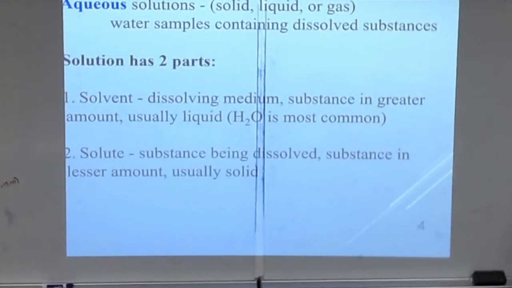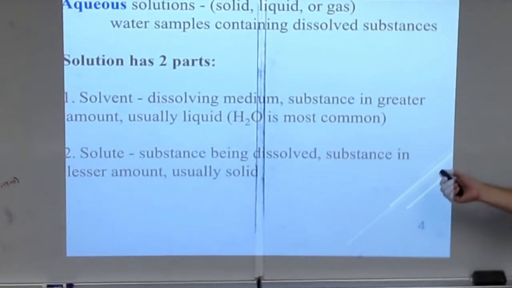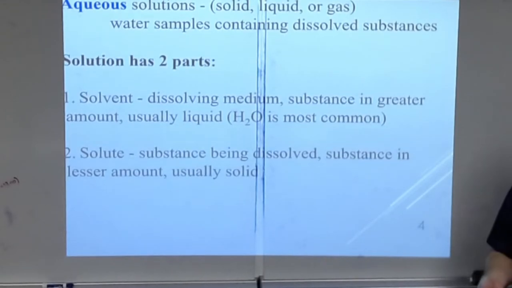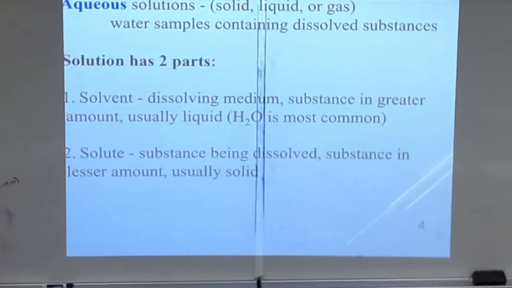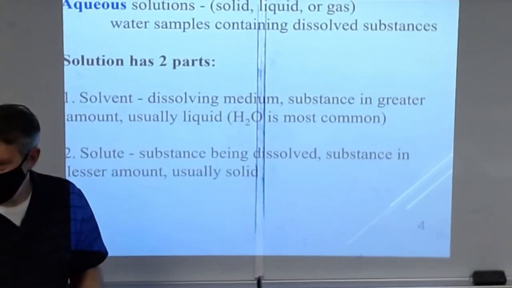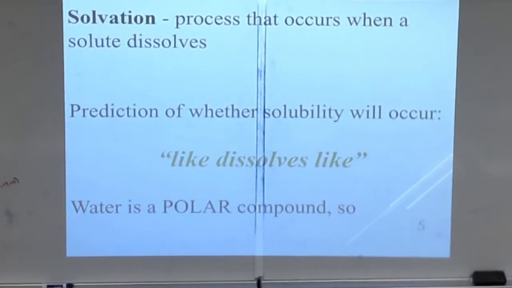We good there? This doesn't have to be water. And the solute is the substance being dissolved, the substance in the lesser amount. Typically, when we're talking about it, we're talking about in terms of a solid. So the idea that I can take solid salt or solid sugar and mix it into water, we're making a solution. All right. This happens through a process called solvation. Yeah, I know. Scientists and our vocabularies, really.